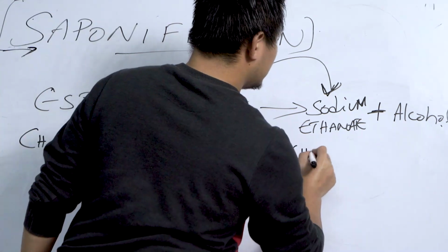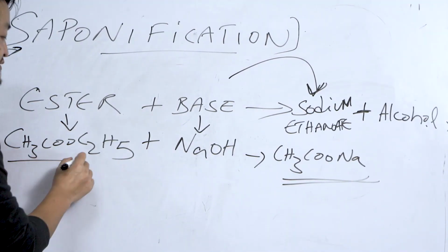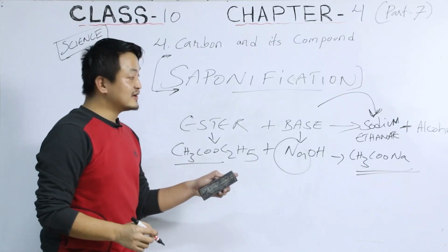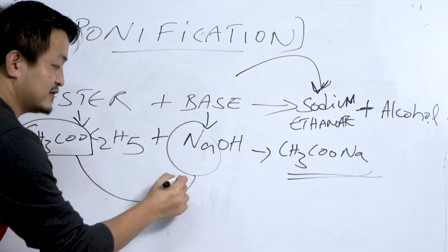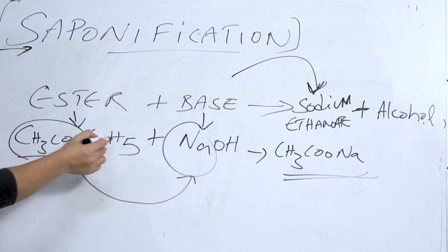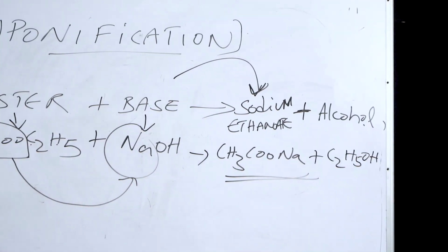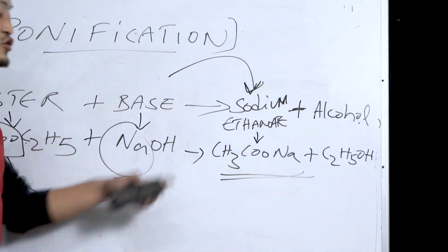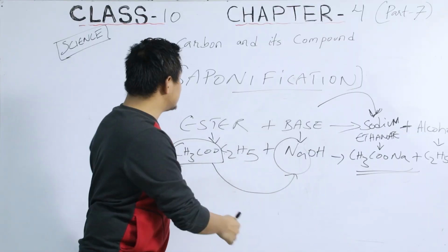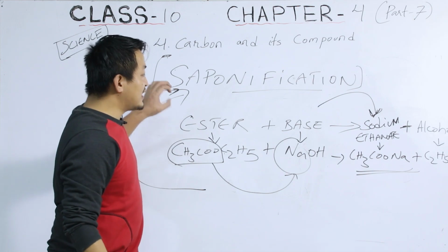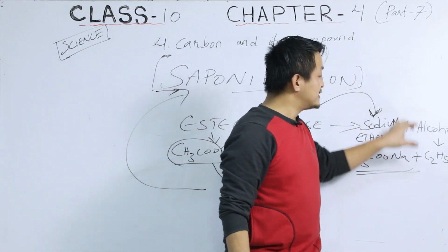Now, this is sodium ethanoate, right? CH3COONa. Clear? So students, let's take out the sodium ethanoate from here. What is left? We are left with C2H5OH. Clear? So from here we get sodium ethanoate, and then this is the alcohol product. This process together is known as saponification. When we react an ester with a base, we get sodium ethanoate along with an alcohol product, that is ethanol.